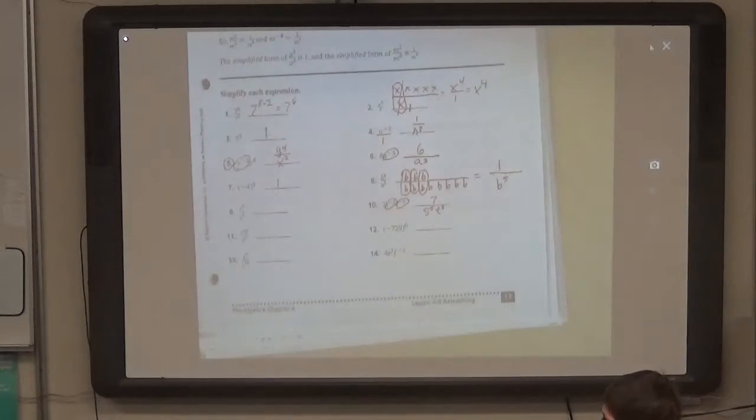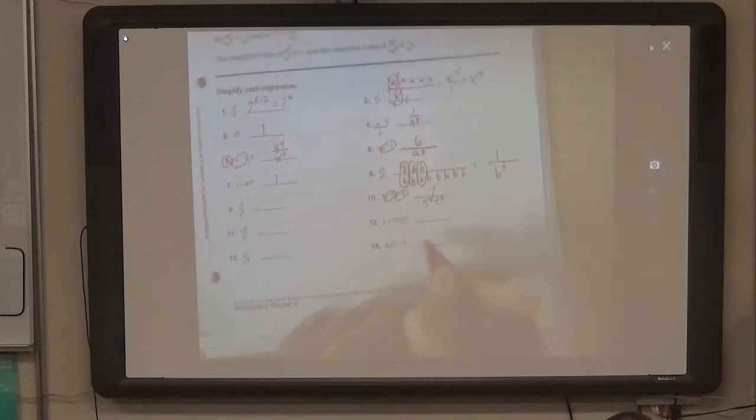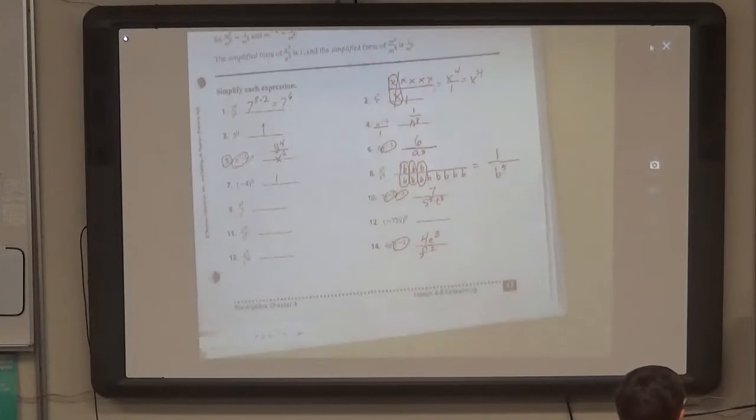Would you do number 14? Would you put the 4 and e to the 3rd power on top? Yeah, the 4 and the e, because they're all positive, stay on the top line. And then the f to the negative 2nd power goes to the bottom line.